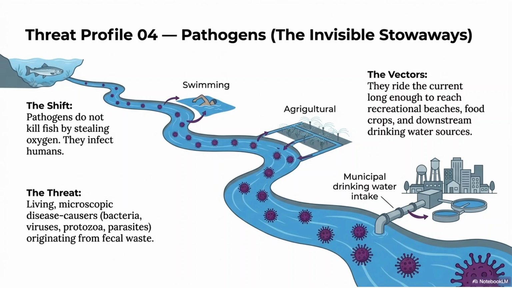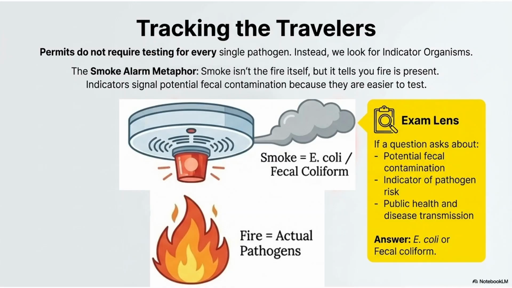Pathogens in wastewater are living disease-causing microorganisms that come from fecal waste. They are indicators of how much fecal pollution is in the wastewater. Now listen closely. This is where exams love to test you. Permits often do not require you to test every single pathogen. Instead, they use indicator organisms. Think of indicators like a smoke alarm. Smoke isn't the fire itself, but it tells you fire might be present. Indicators are used because they are easier to test and they signal fecal contamination. Common indicators you will see in permits and exams: E.